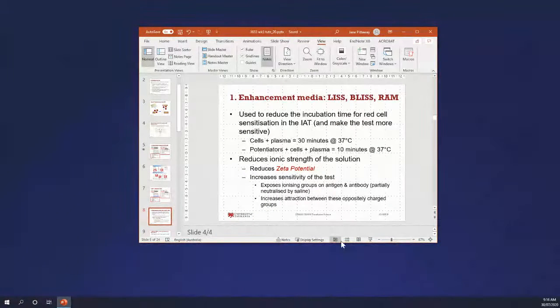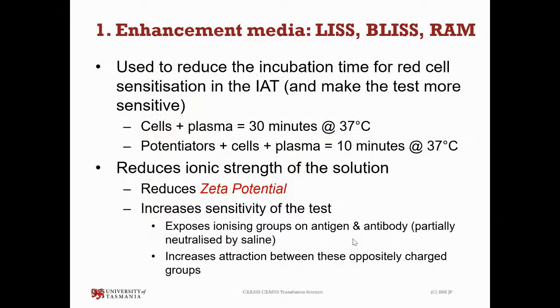It does increase the risk of false positives to a degree, Jordan, which is why when you are incubating using these enhancement media, it's really important to not go past 10 minutes. That's when you're likely to get a false positive if you incubate for too long. And so you incubate for 10 minutes at 37 degrees. That is the optimum time when you're using what we call enhancement media or potentiators. And so that reduces the time of incubation down from its original 60 minutes down to 10 minutes. And so that's really great. Makes it a lot faster.